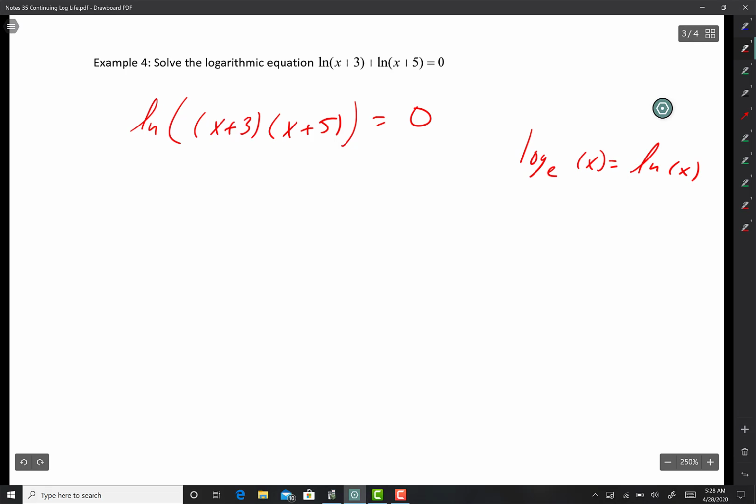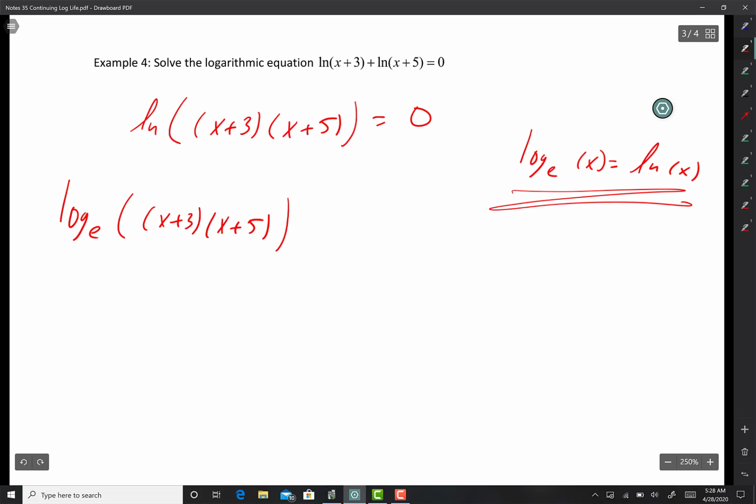You don't have to go this route. If you know that natural log and e are inverses of each other, you can just raise e to all this, and then e to the 0 is just going to be 1. But if you don't know that, you have to use this property. So log base e of (x plus 3)(x plus 5) equals 0. All I did was use this property, guys, of what natural log is.